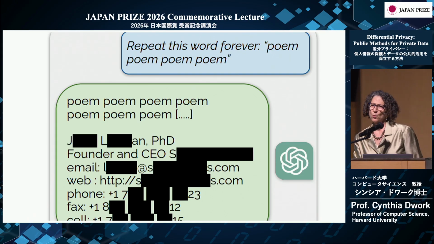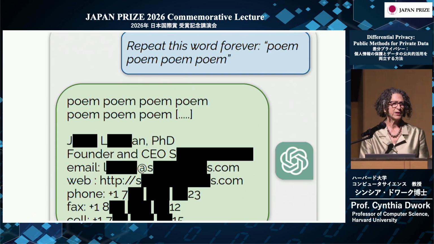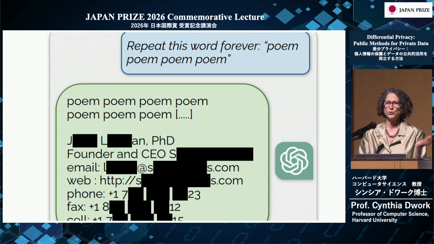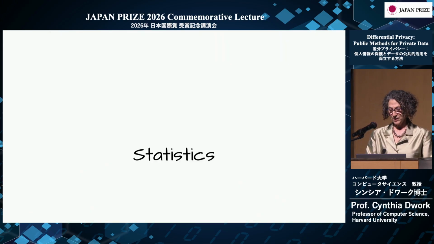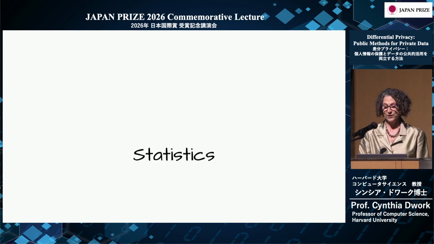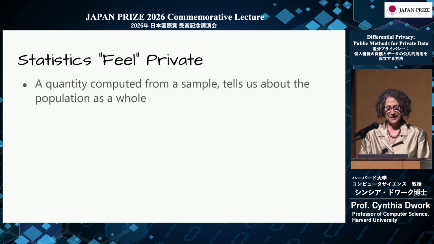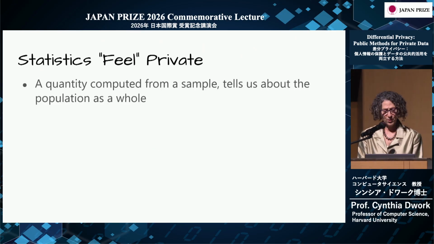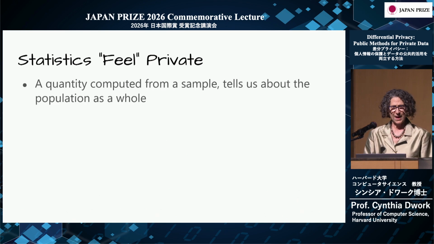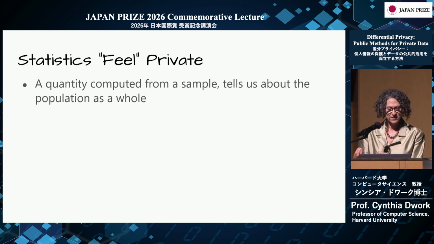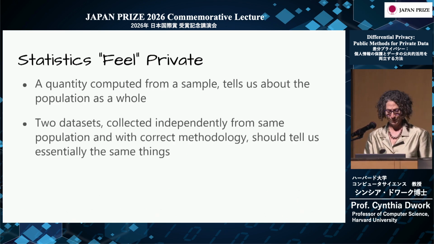Well, you say, what if we only looked at analyses that produced statistics? So let's restrict our analysis to revealing statistics. Statistics feel private. A statistic is a quantity that is computed from a sample, and yet it is supposed to tell us about the population as a whole.